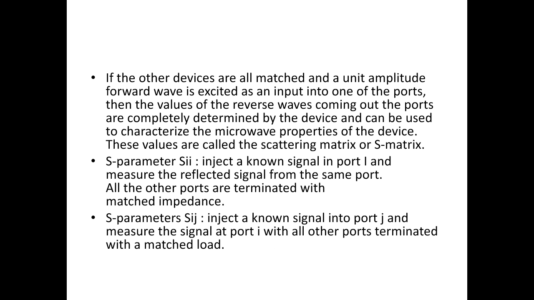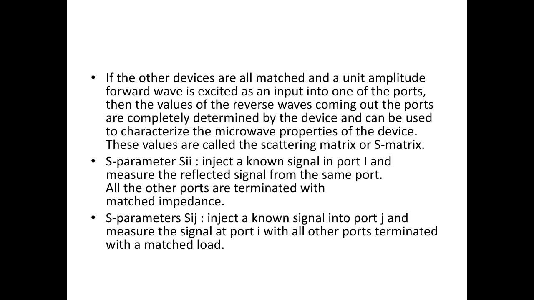This reflection is captured by the parameter called Sii. Sii indicates the amount of reflection at port i due to the incident wave at port i. The parameter Sij indicates the amount of reflection, or the output wave, at port i due to the incident wave at port j. All these values are calculated for the network, and a scatter matrix is generated. So if it is a 3 port network, then it will be a 3 cross 3 matrix.